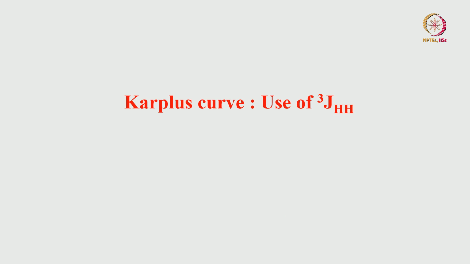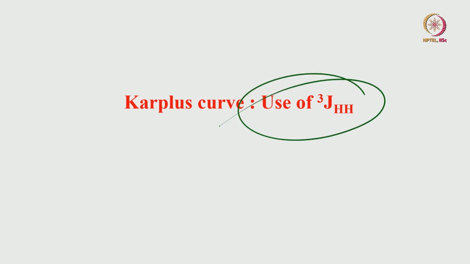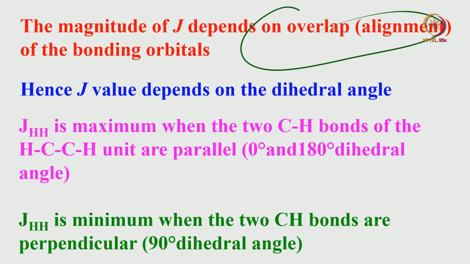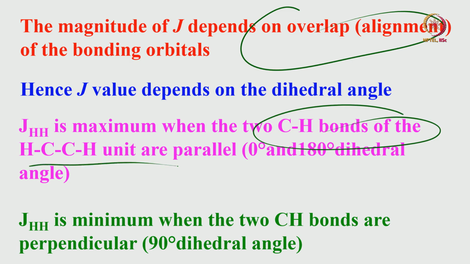I will give you something about what is called the Karplus curve. We can use a 3 bond coupling to get some information about the dihedral angle. This is a famous equation. Why does it happen? Because the magnitude of the J coupling depends upon the bond angle and overlap of the orbitals. So that means the J value depends upon the dihedral angle. That is the conclusion. So JHH is maximum, in a unit like HCCH, when the 2 CH bonds are parallel. Parallel means it is 0 degree or 180 degree dihedral angle, then J coupling is maximum. J coupling is minimum in this type of molecule, HCCH, if the dihedral angle is 90 degree, which is important, you should remember.